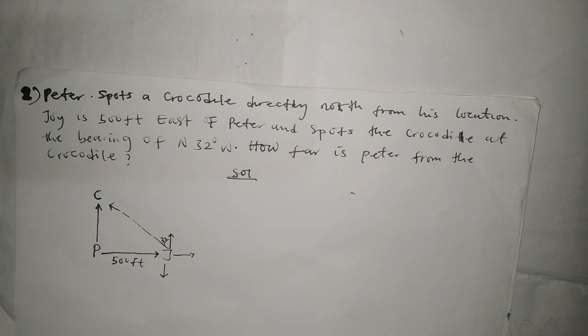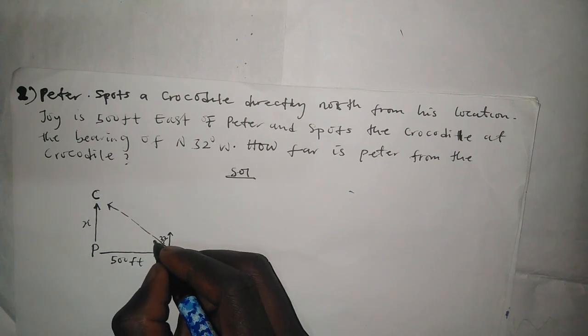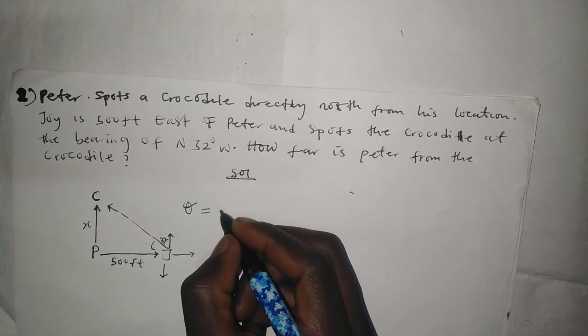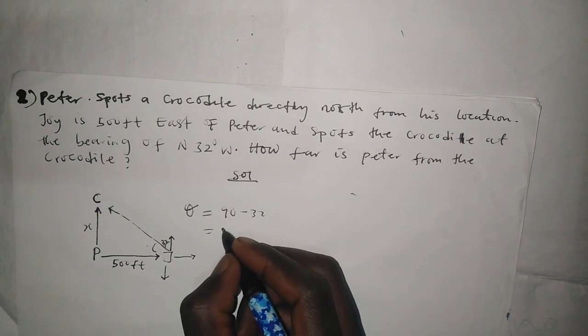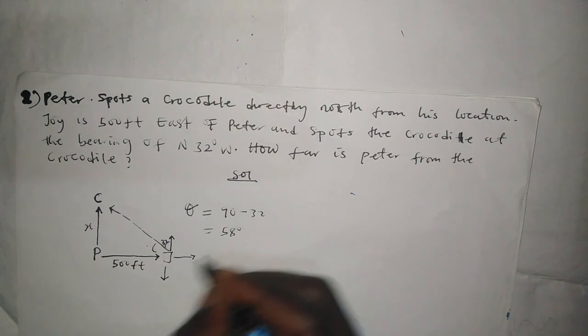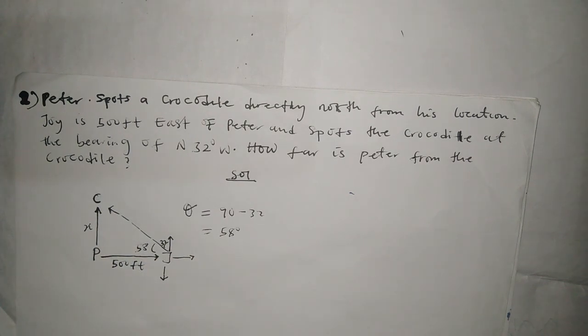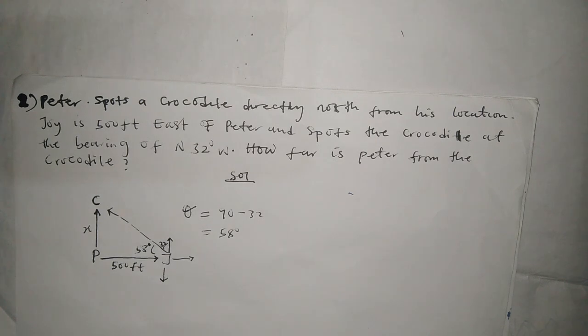Now, the question says, how far is Peter from the crocodile? So you are looking for what? This distance, x. Now, to get this angle here, we say theta is equal to 90 minus 32, which is going to be equal to what? 58 degrees. So this angle here is 58 degrees. So you bring out the triangle we have.